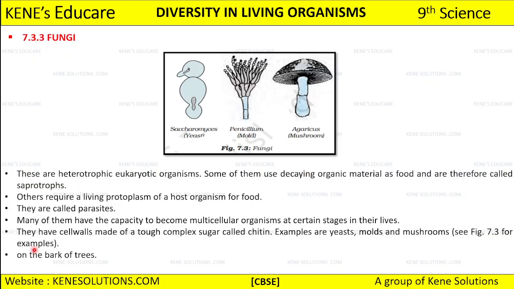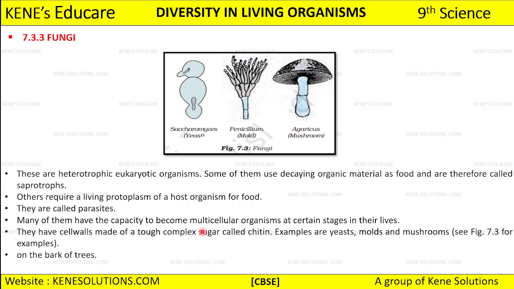Some of the fungi survive on decaying organic material, and others require the living protoplasm of a host organism for food. What do we call them? We call them parasites. Many of them have the capacity to become multicellular organisms at a certain stage in their life. As they move through different stages, they can get converted to a multicellular organism.